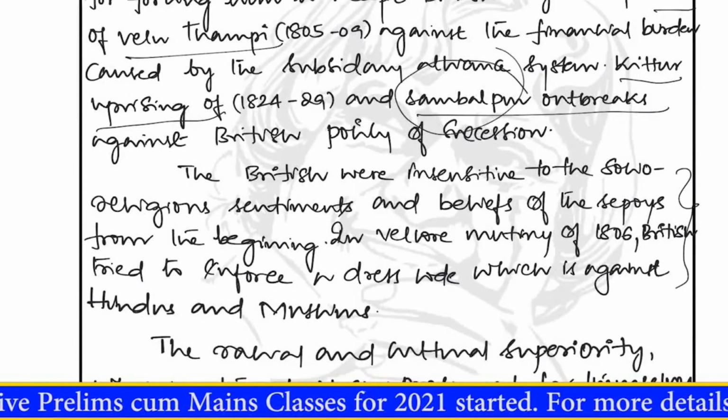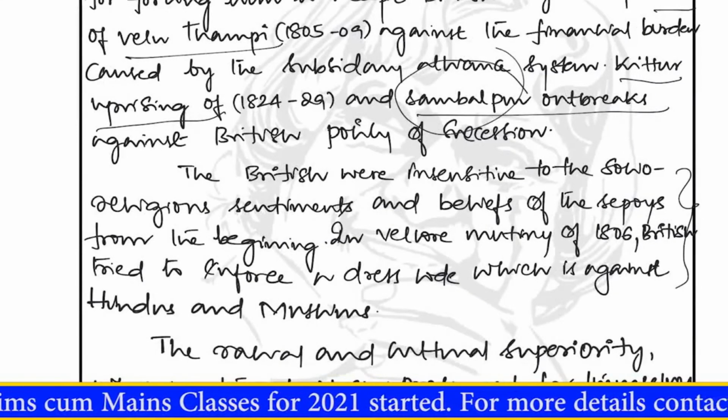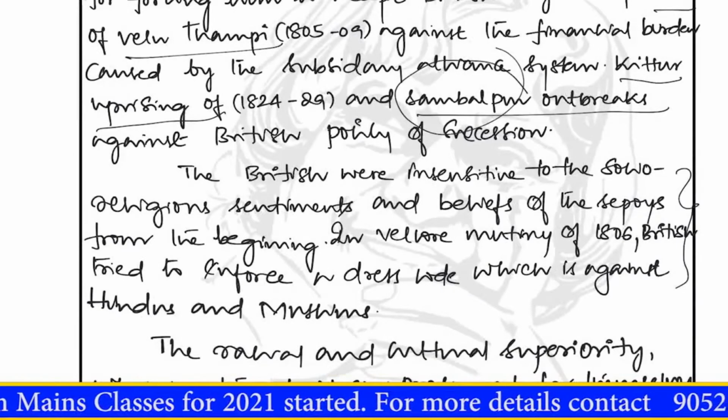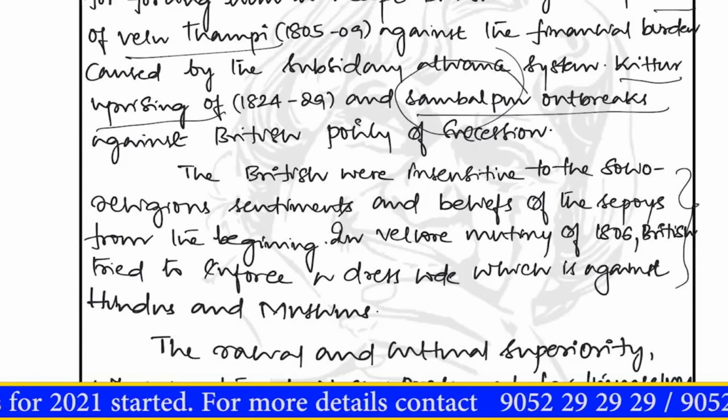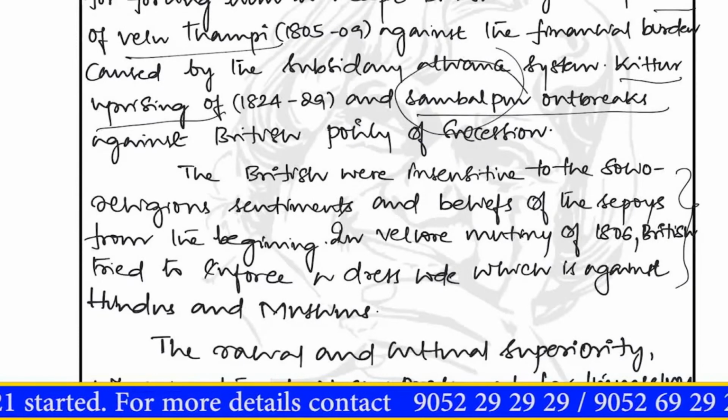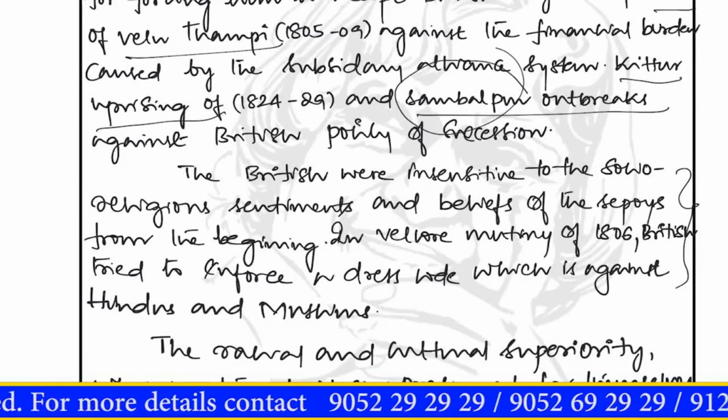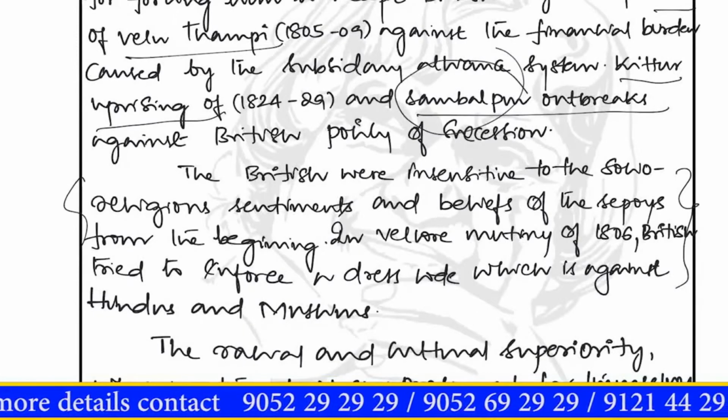And we know one of the important causes for the 1857 revolt is the intervention of British in socio-religious sentiments of the sepoys. Now, whether in history do we have any revolt of that sort? This is what the paragraph tries to establish.